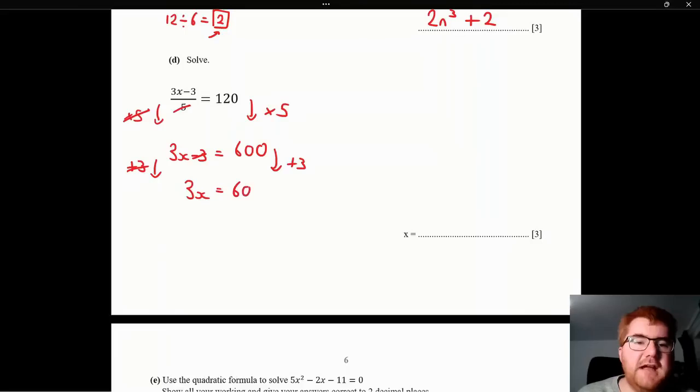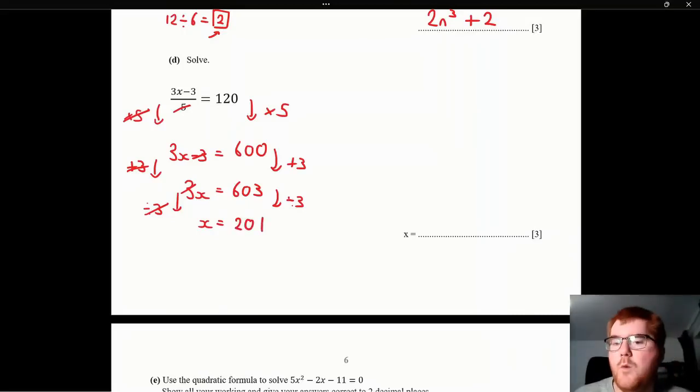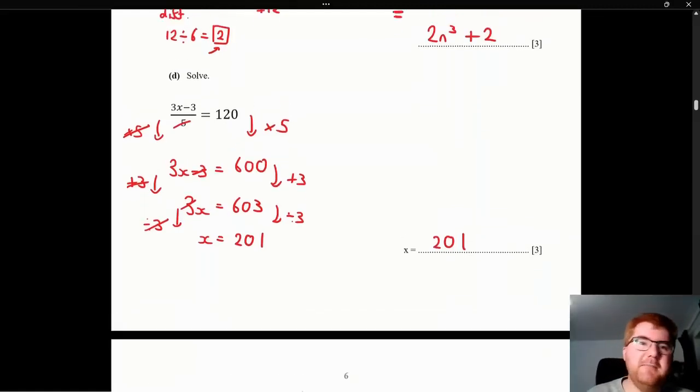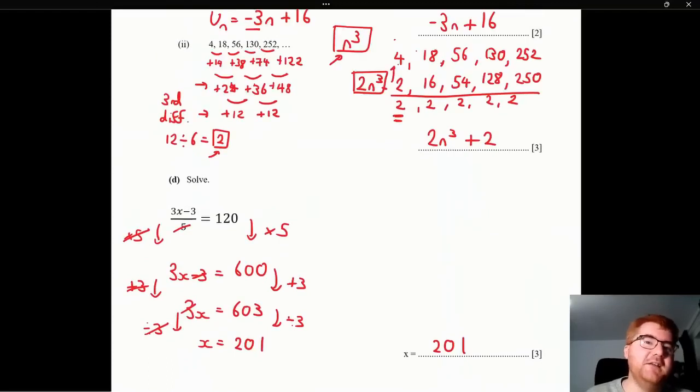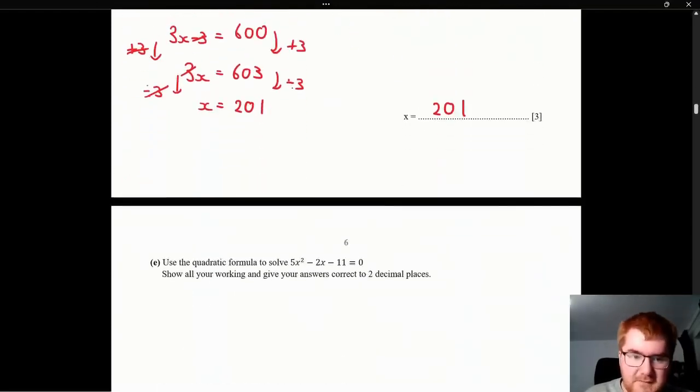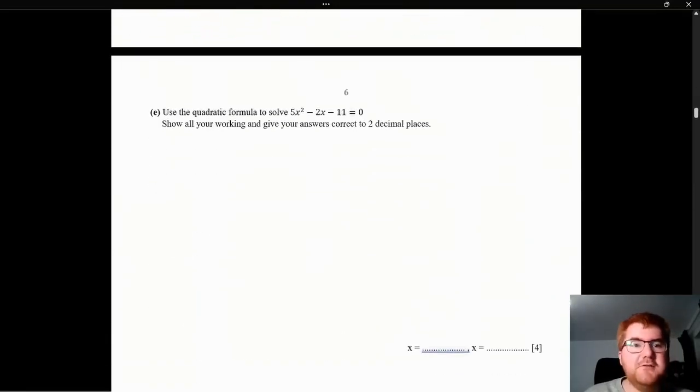Get 603. Again, you could use your calculator at this point. You need to divide by 3 on both sides. This cancels, giving us x. If you divide this by 3 mentally or otherwise, we get to 201, which will be our answer for 3 marks. Kind of strange that this question here is actually the same amount of marks as that cubic sequence we just did. Okay, and now we need to use the quadratic formula.